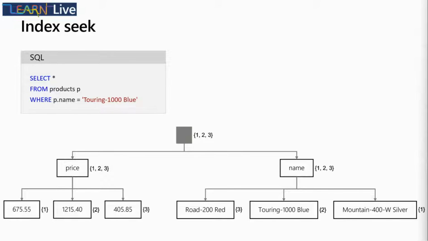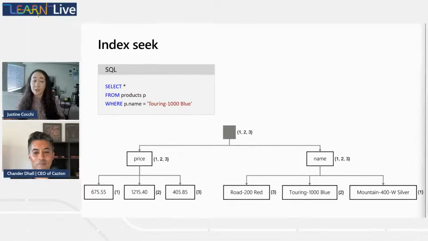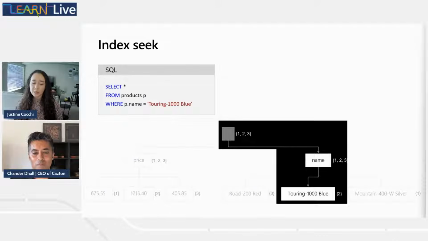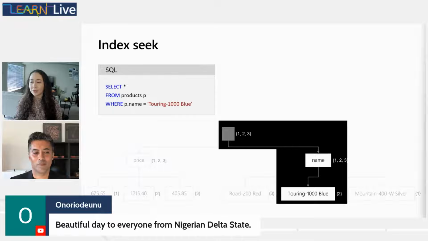Now at the name property, we see that all three of our documents actually have a name. So we have all three matching here, right? But then when we want to find where the name equals Touring 1000 Blue, we see this only matches one document, which is document 2. So this is how Cosmos DB can use the index in an index seek to be extremely efficient. We don't need to load all of the data and look inside of the name property to see which ones have name. We can go directly to the document that we want, and just seek directly to it.